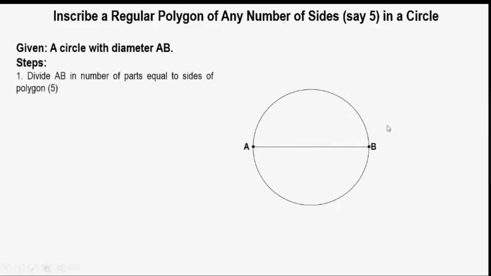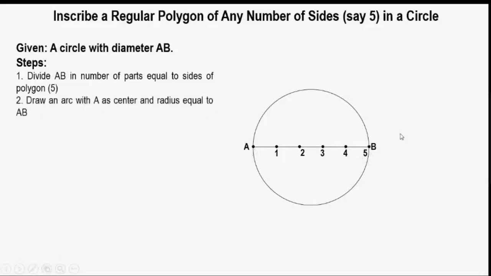So divide AB in a number of parts equal to the number of sides of the polygon. This is the length AB, the diameter. I divide this diameter into 5 parts because I have to draw a pentagon. Write the names in such a way that point B is the last point. In the case of a pentagon, it is point number 5. In the case of a hexagon, it will be point number 6.